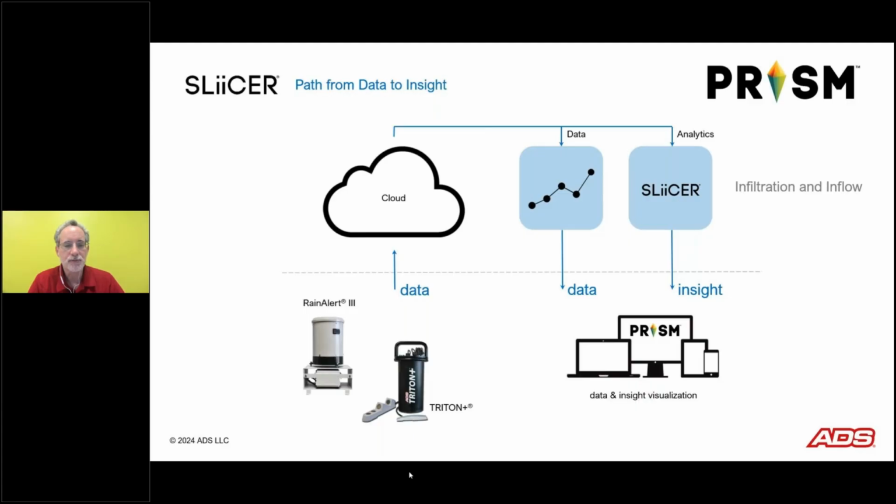We get data from flow monitors and from rain gauges. That data is sent wirelessly to the cloud. A lot of people, at least at first glance, probably think of Prism just as a data warehouse and a data viewing tool. But there are other features in that Prism data set, including SLiiCER, that provide additional analytics. And SLiiCER is that I&I, or infiltration and inflow analytics piece within Prism.